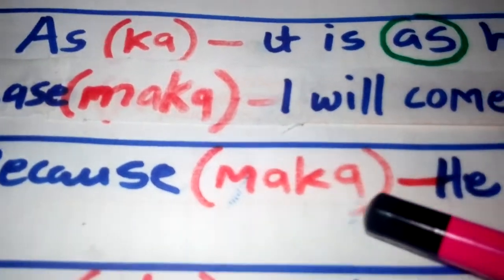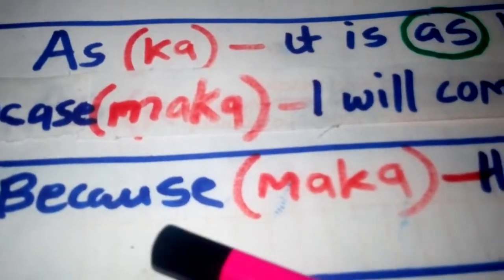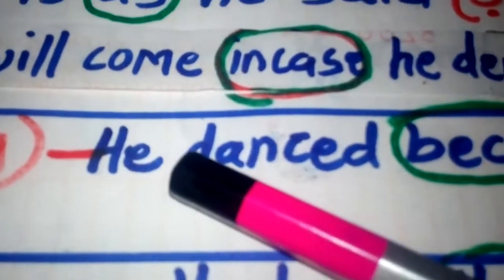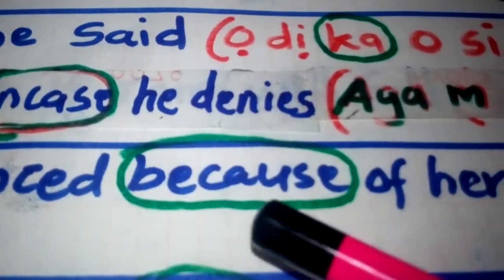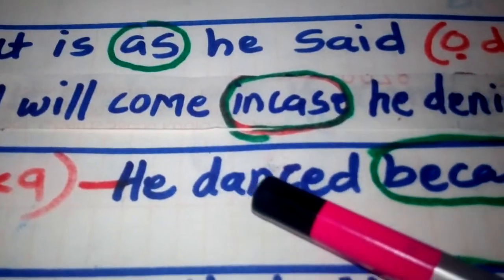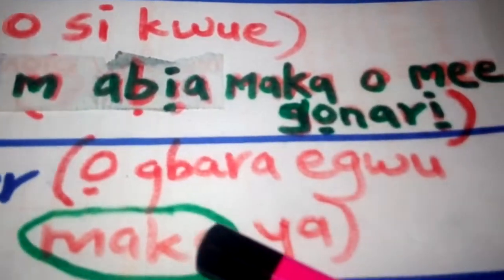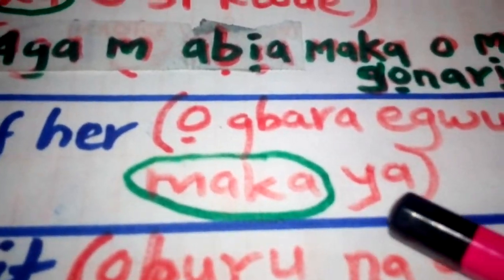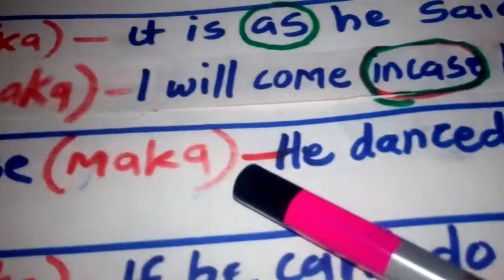Because, maka. Again, you see, this in case is maka, and also because is maka. Okay, the difference: he danced because of her. Ọ gbara egwu maka ya.